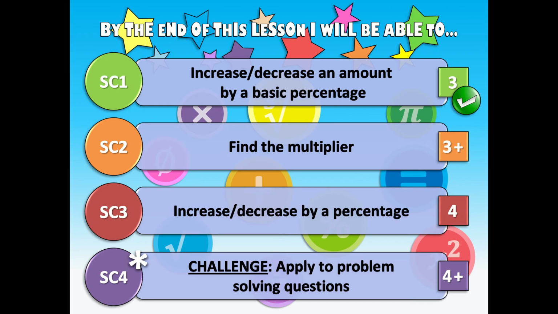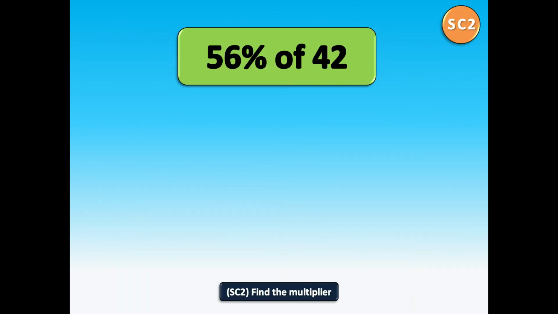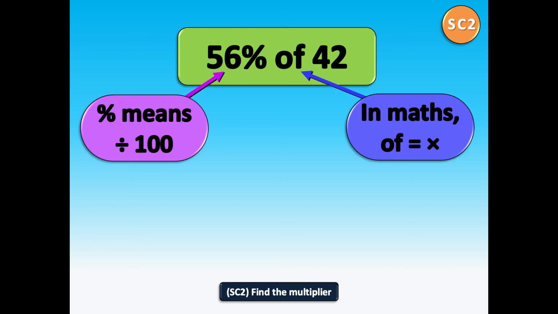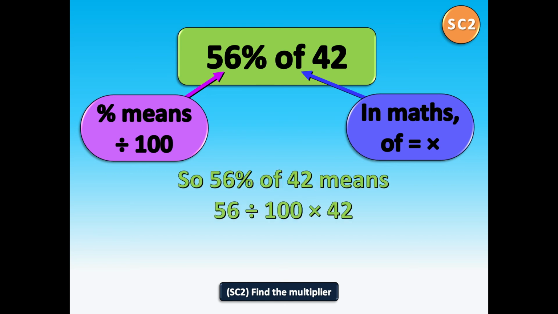So now we're going to move on to number 2, and this is to find the multiplier. So if we want to find 56% of 42, percent literally means divide by 100. And in maths, of means times. So to find 56% of 42 means we can do 56 divided by 100 times by 42. Now 56 divided by 100 would be 0.56, so we times that by 42. Now this number here is known as the multiplier.